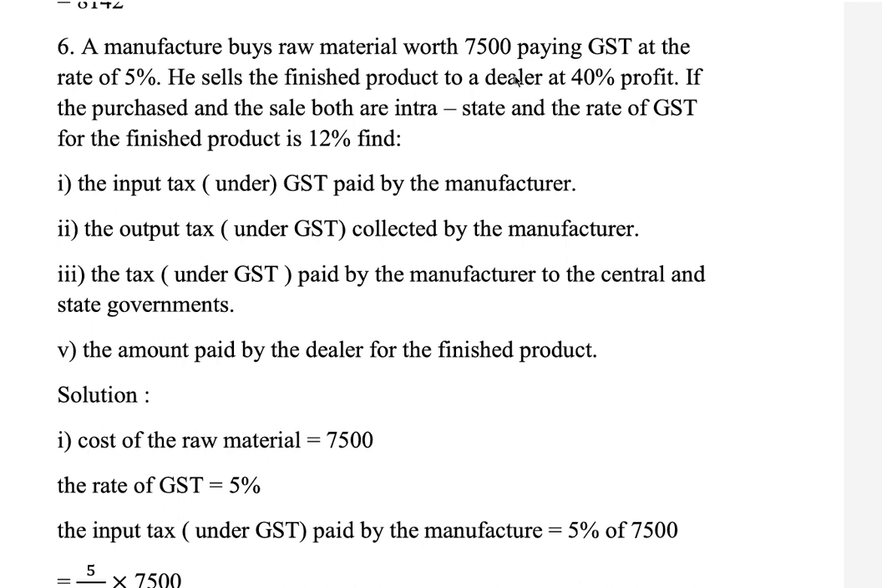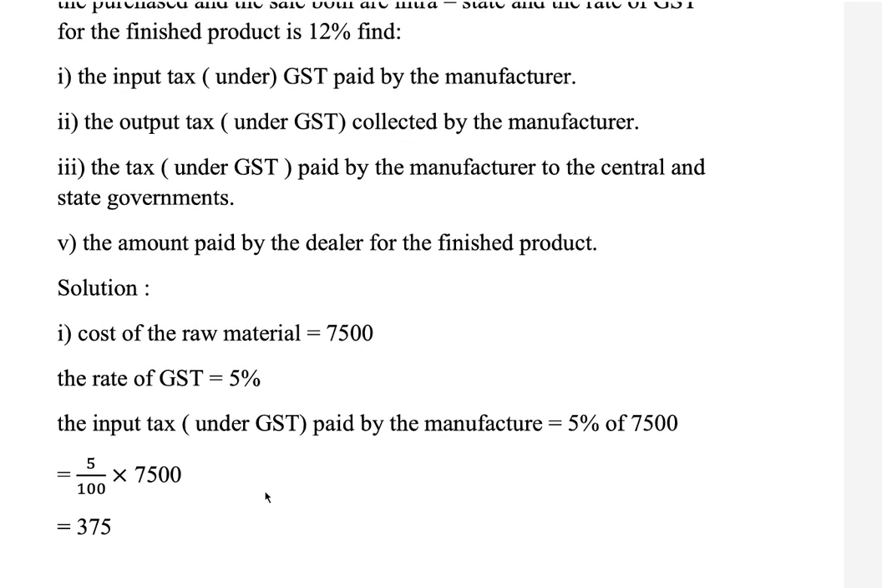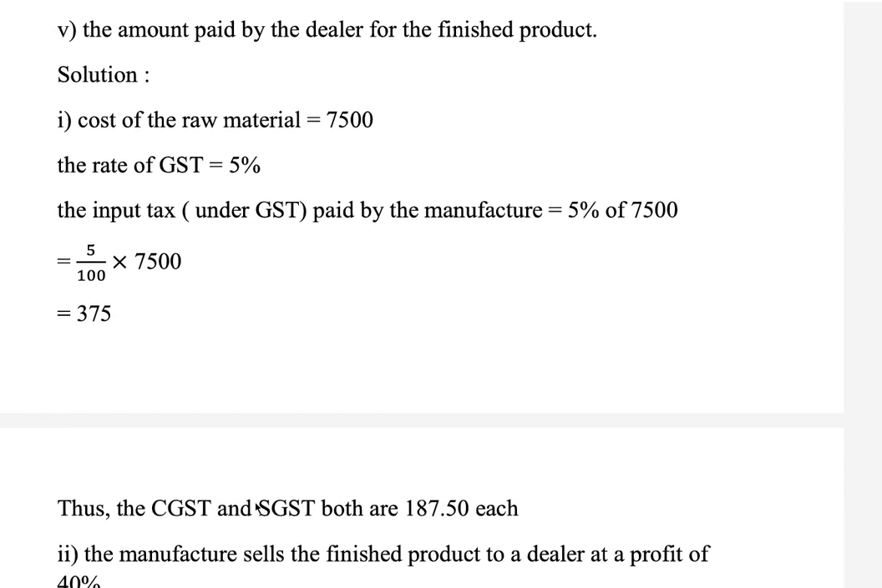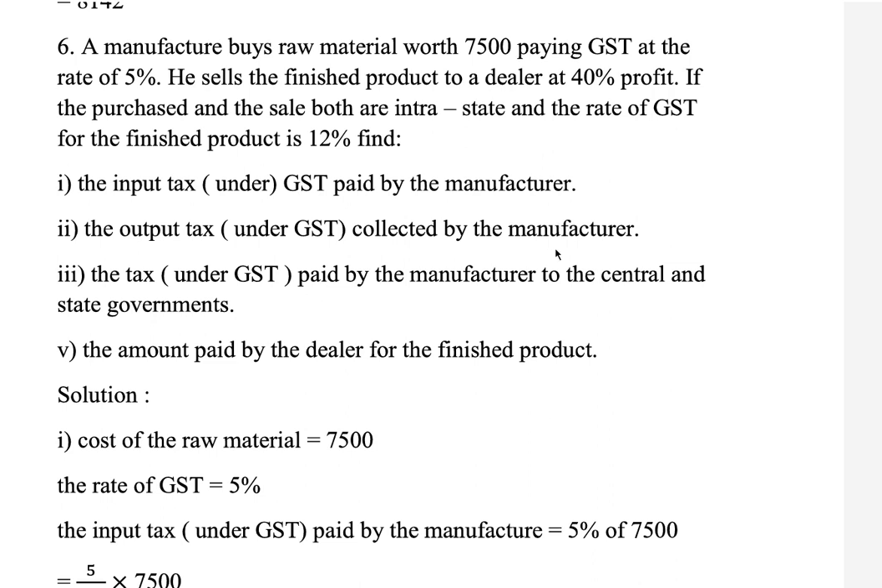Cost of the raw material is 7,500. Okay, GST paid 5%. So 7,500 into 5%, that comes to 375. So the central and state GST will be 50%. So 375 by 2, that is half of 375 we will go for CGST and half of 375 we will go for SGST. So question number 1 is over. Now come to the question number 2. The output tax under GST collected by the manufacturer.